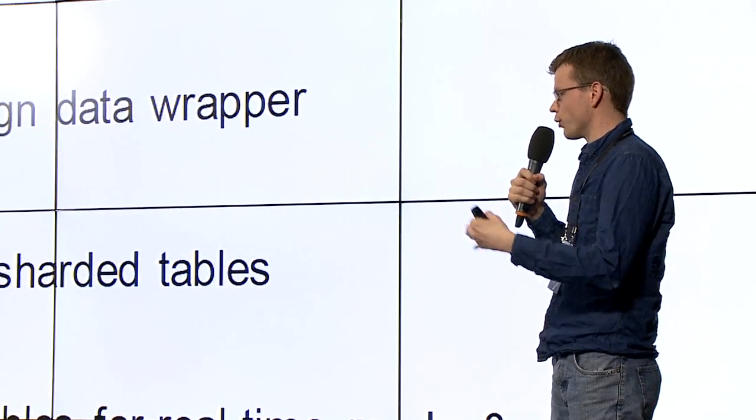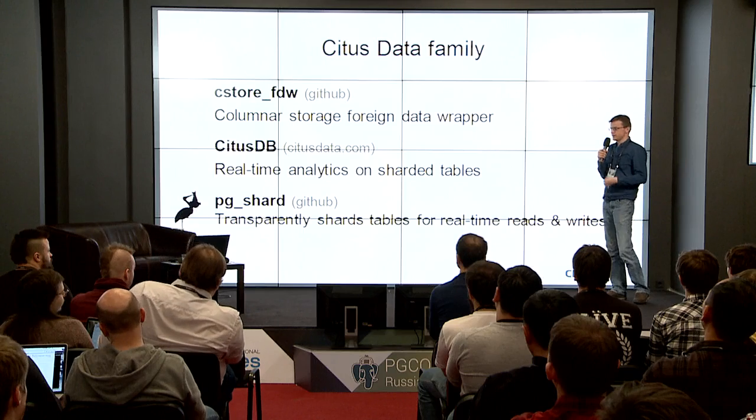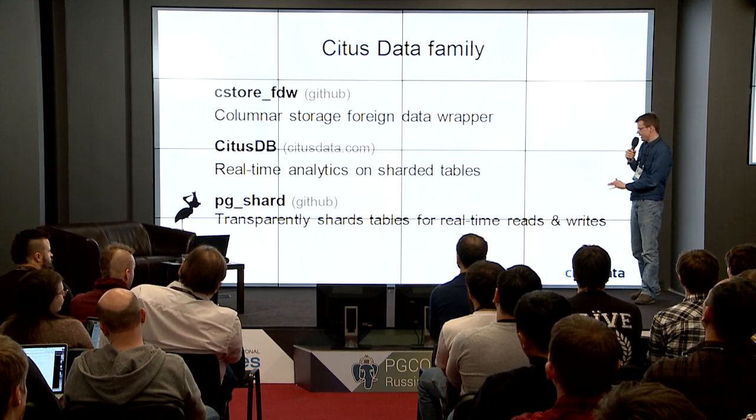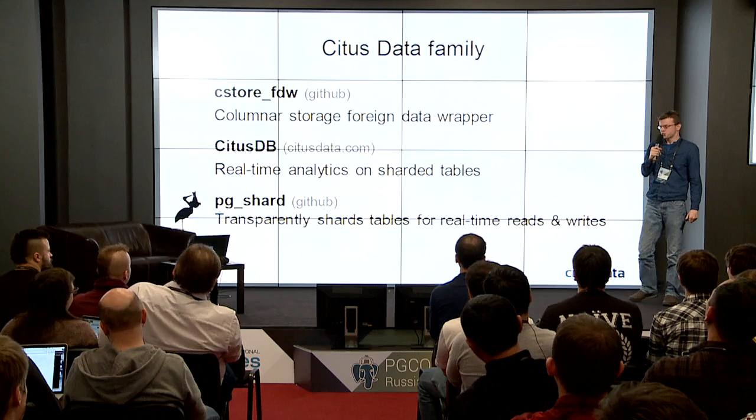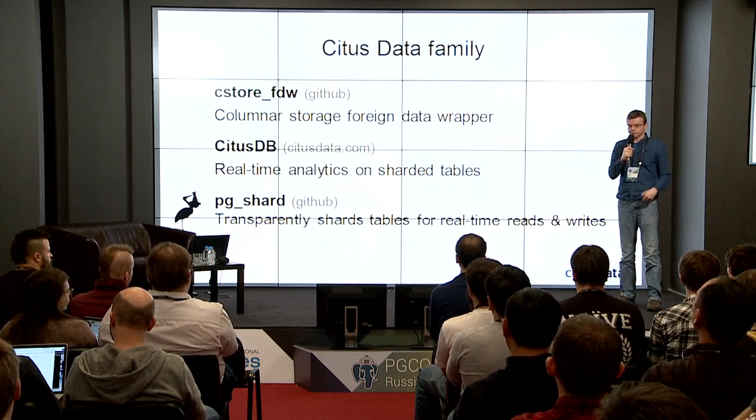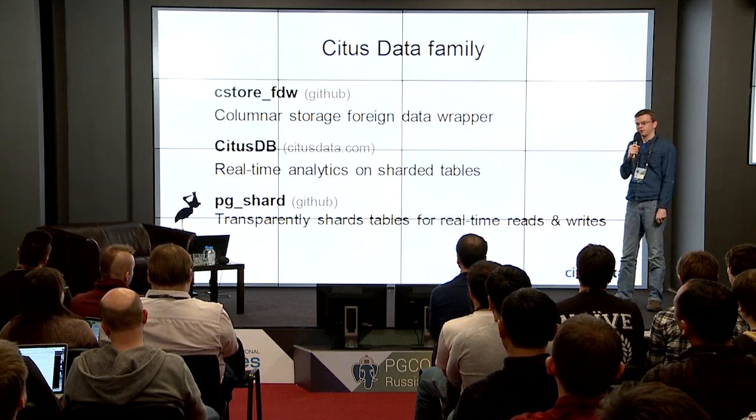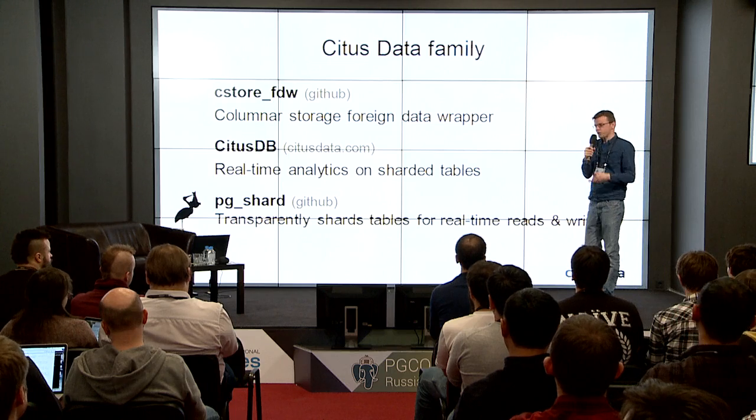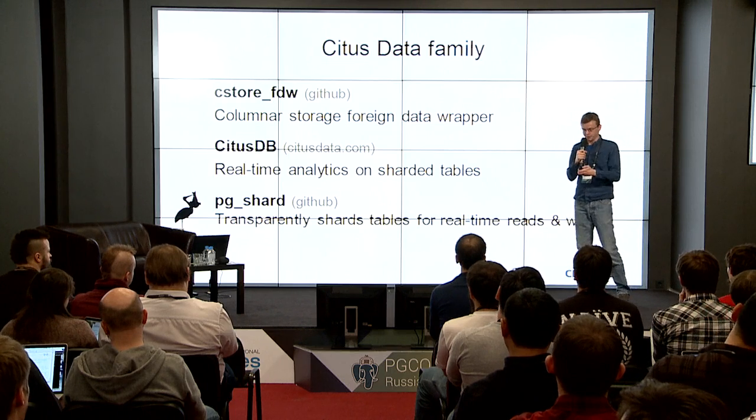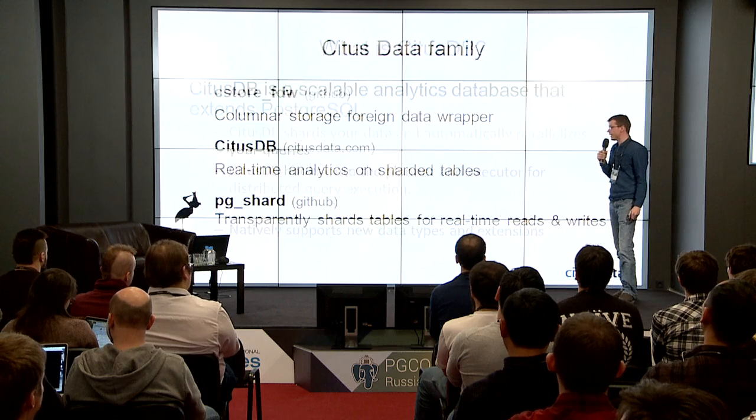CitusDB is our core product. I'll talk about that in the next slide. It's a scalable analytics database. And our latest addition to the family is PGShard. It is a library for transparently sharding Postgres tables across many nodes. And I'm going to talk about that more.